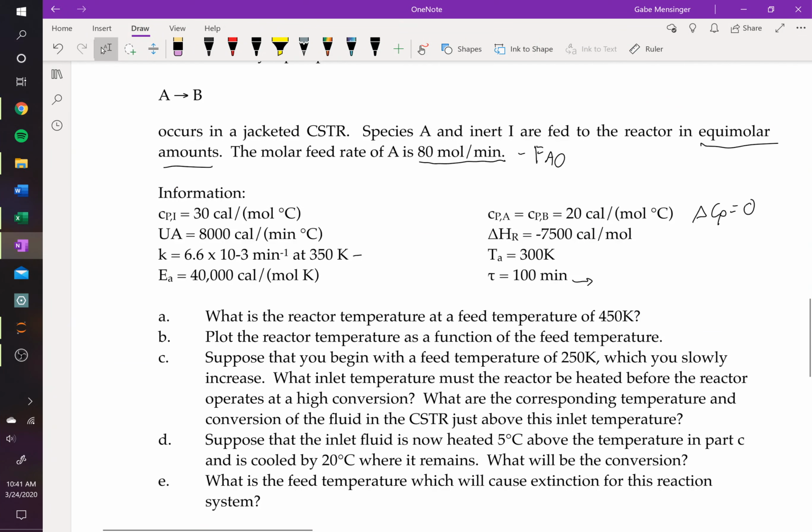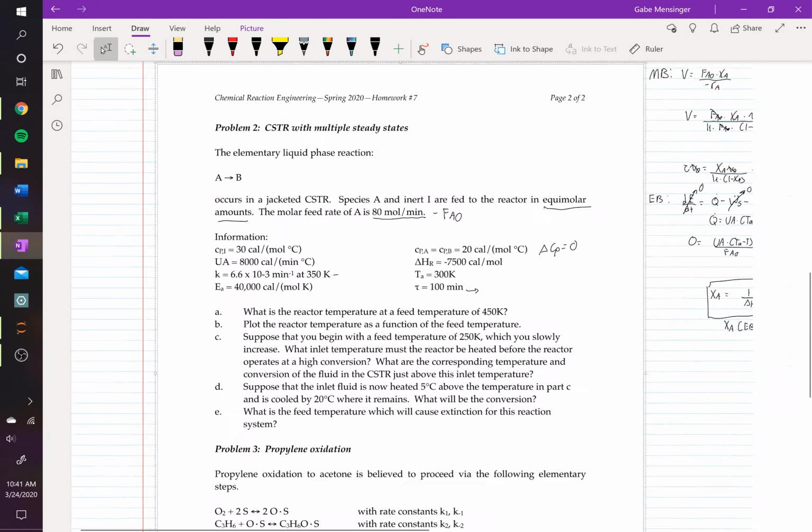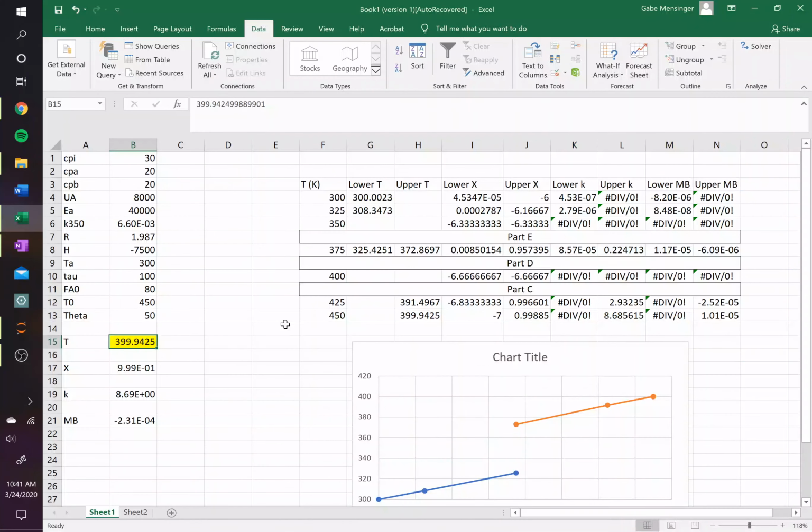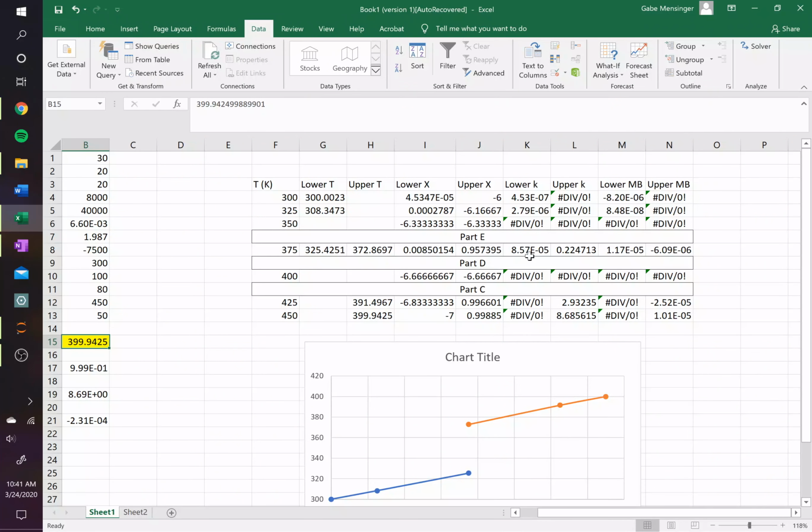All right, and for part B, plot the reactor temperature as a function of the feed temperature. So essentially, part B is repeating part A just at a range of temperatures. And this is what I set up in the last help hours, and I really don't feel like going back through it again, because this is not a fun problem.